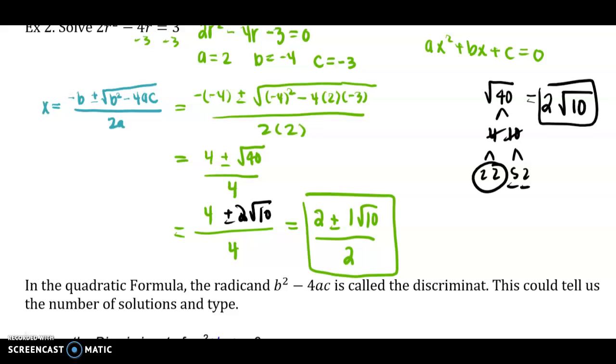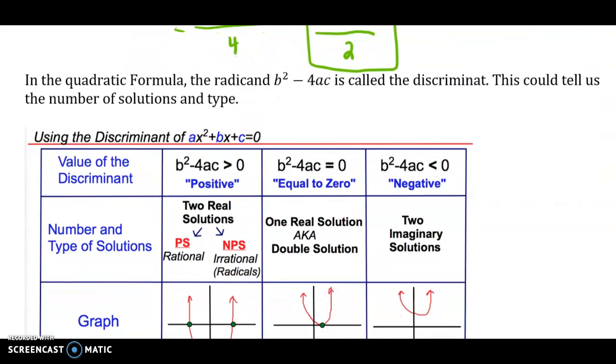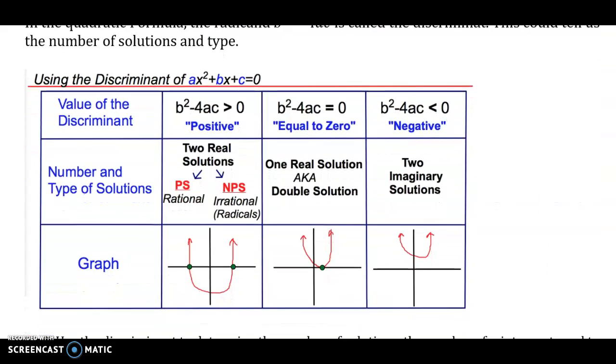All right, the next thing we're going to learn is that inside the quadratic formula, we have the radicand, which is what's inside the radical, b squared minus 4ac. That's called the discriminant. And this tells us the number and type of solutions. So here's this chart, where depending on the value of the discriminant, it'll tell us the number and type of solutions and then the graph, and I'll go ahead and tell you the x-intercepts too.